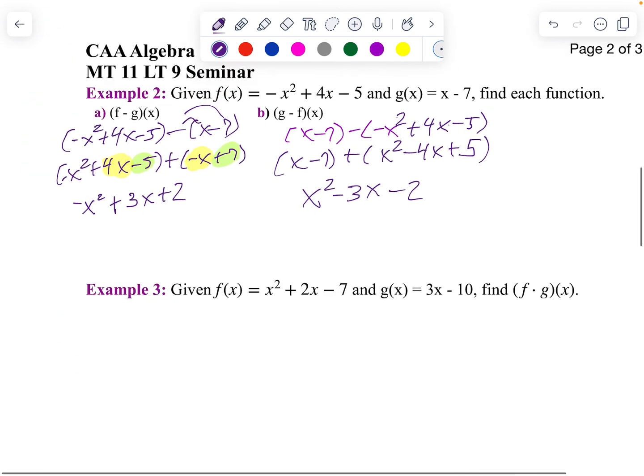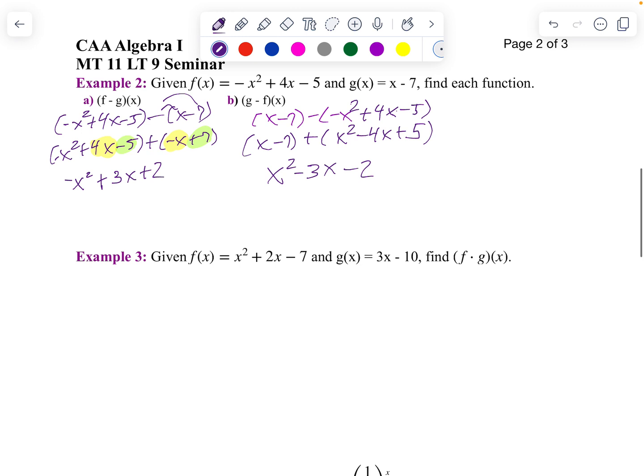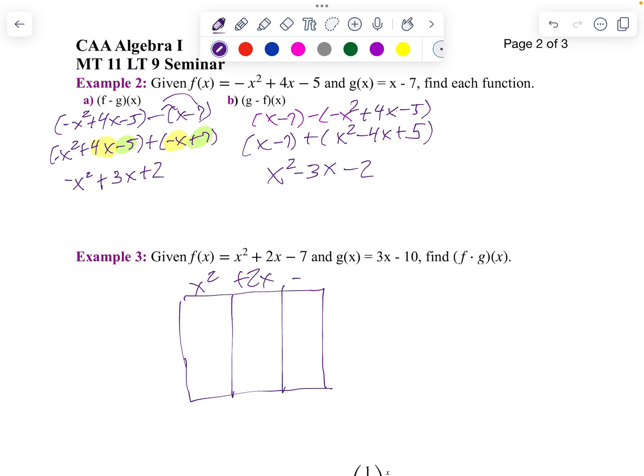Let's take a look at example 3. Now we're going to multiply. Well, since we're going to multiply, I got a 3 by 2, and we got a quadratic and a linear, so I can add my exponents here. So I'm going to go x squared plus 2x minus 7. I'm going to multiply that by 3x minus 10.